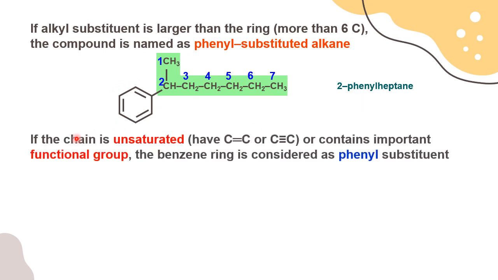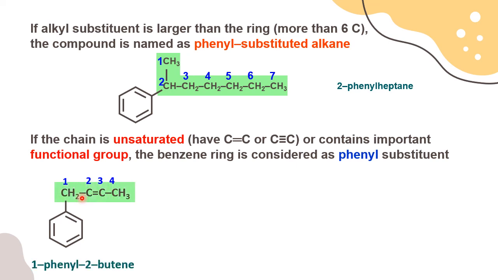If the chain is unsaturated, having a carbon-carbon double bond or carbon-carbon triple bond, or contains an important functional group, the benzene ring is considered a phenyl substituent. For example, here, even though you only have 4 carbons, you have a carbon-carbon double bond over here, so the benzene will become a substituent. This will be the parent chain, so we have a butene over here. So the name will be 1-phenyl-2-butene. Or another example, we have a straight chain over here that contains a hydroxyl group.